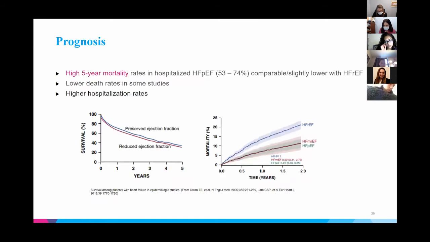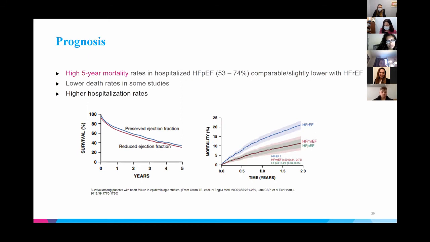So prognosis. The prognosis of heart failure with preserved ejection fraction includes a high 5-year mortality rate. In some of the studies, it's slightly lower than HFrEF, but in many of the studies, it is comparable to what it is with HFrEF. There are higher hospitalization rates.